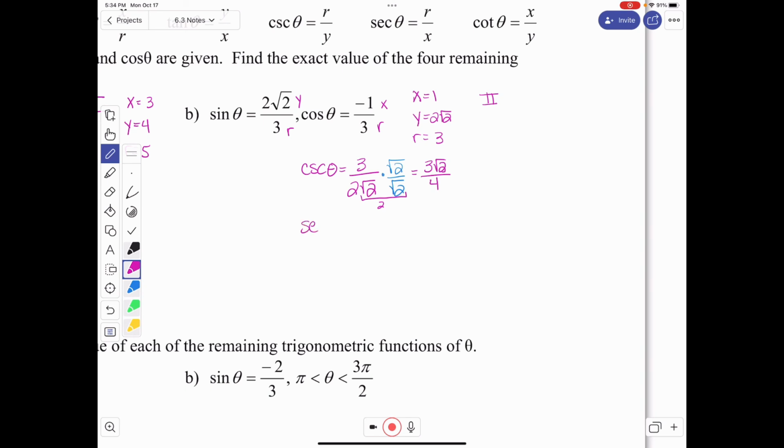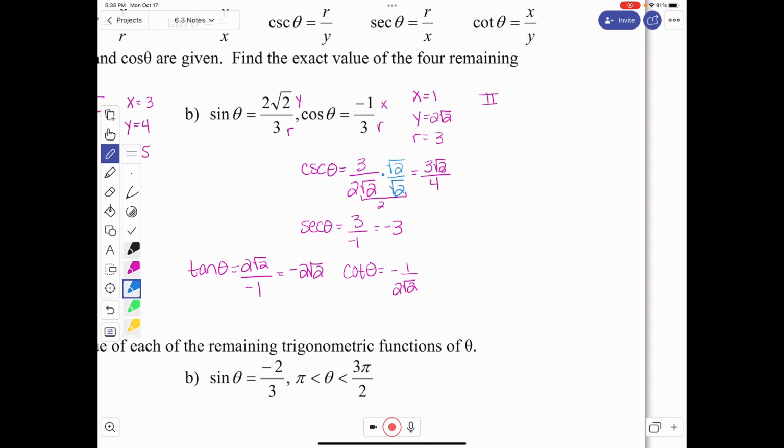All right, secant is going to be r over x. So that's going to simplify to negative 3. All right, then if I do tangent, which is y, so 2 square root of 2 over x, so negative 1. So that's just going to simplify to negative 2 square root of 2. And then cotangent will be negative 1 over 2 square root of 2.